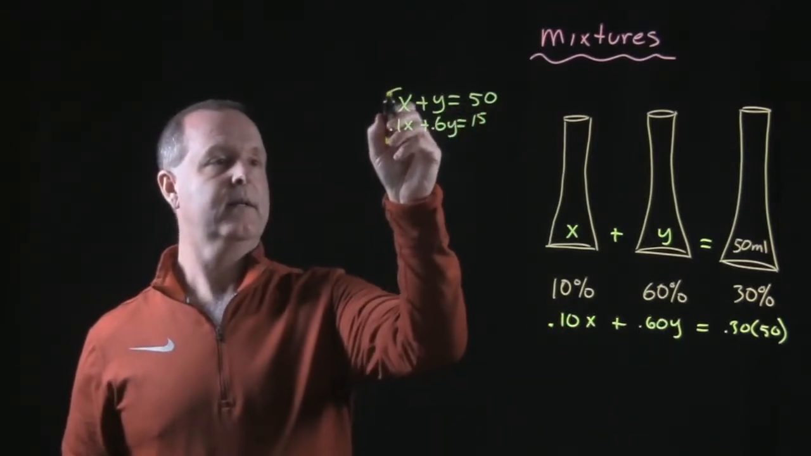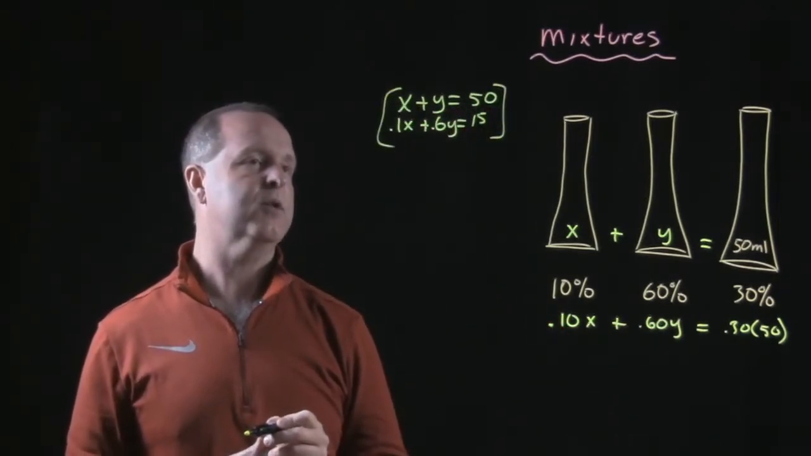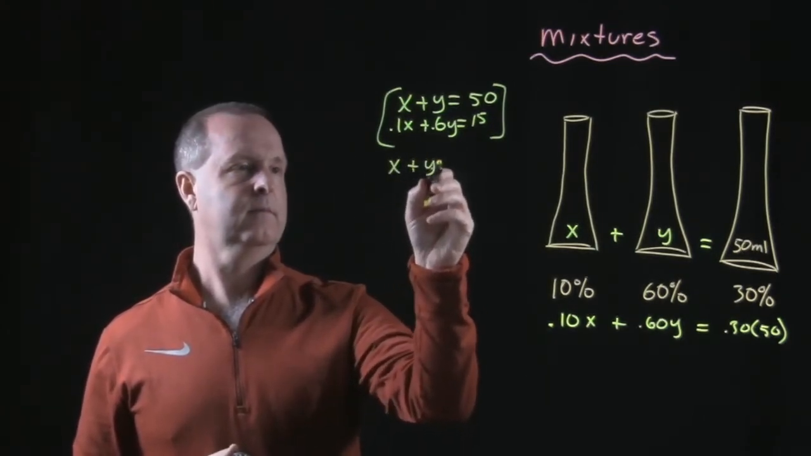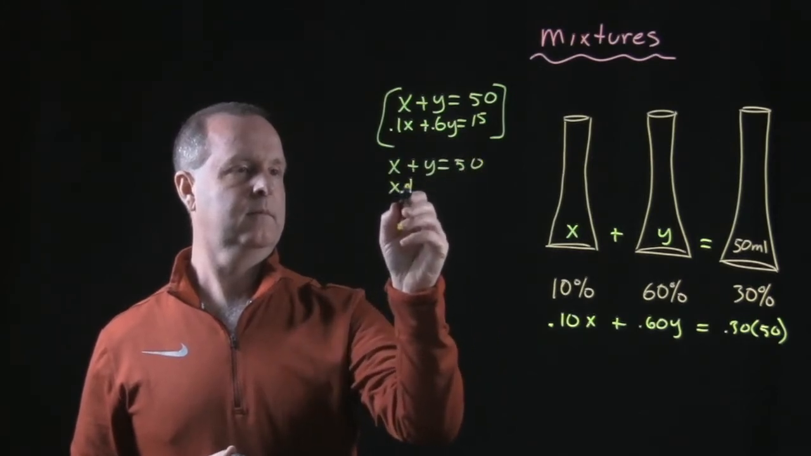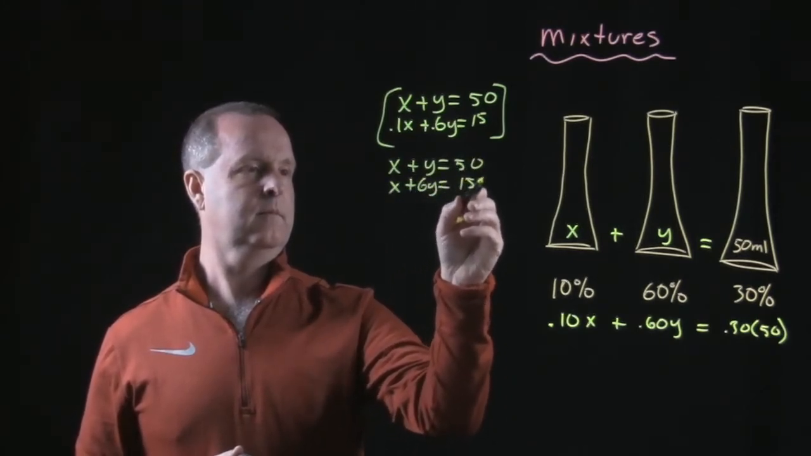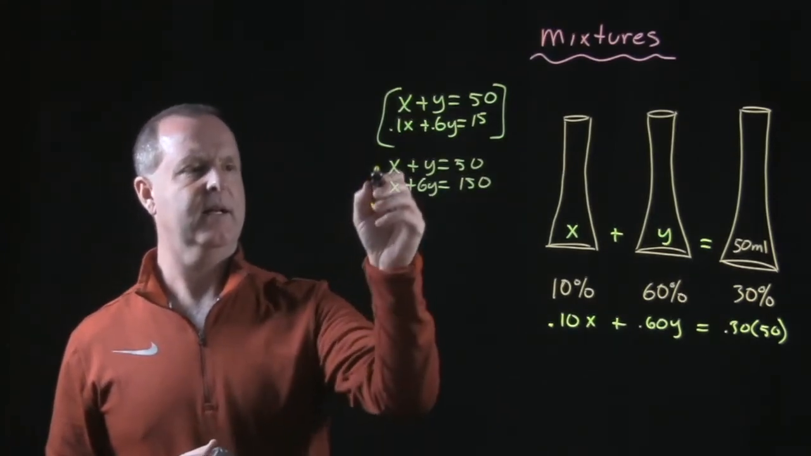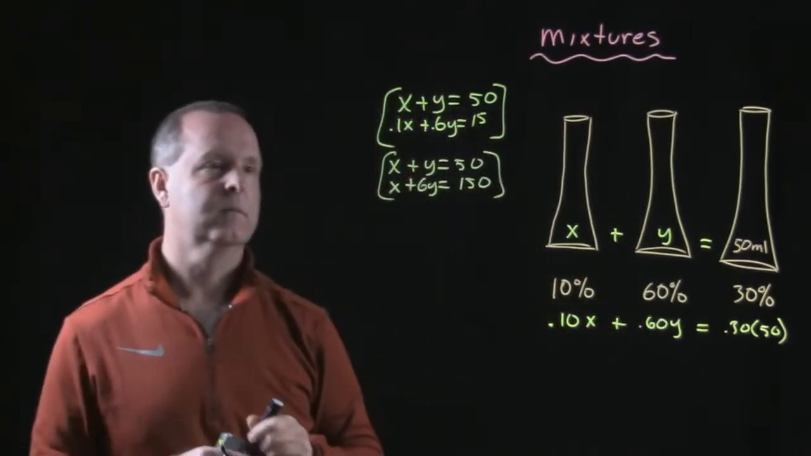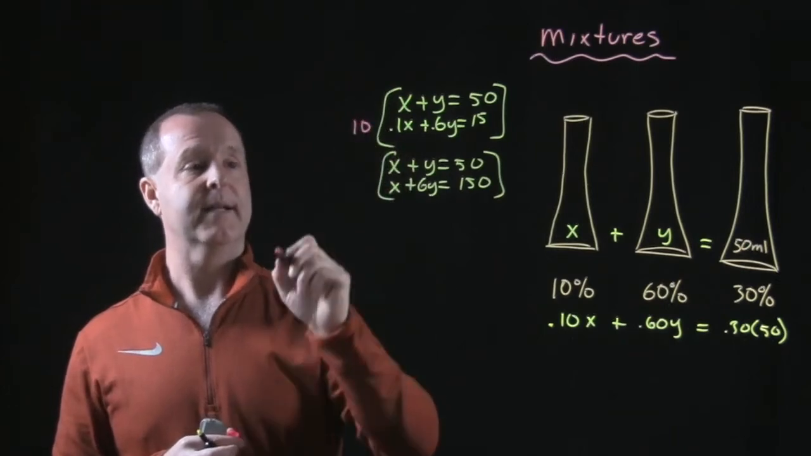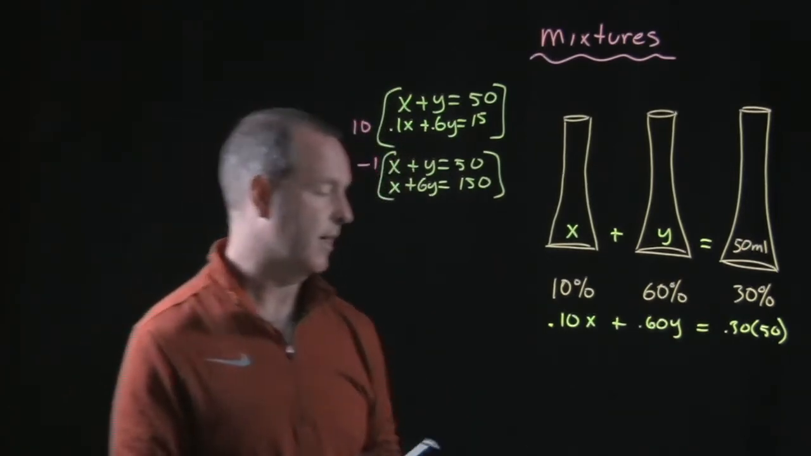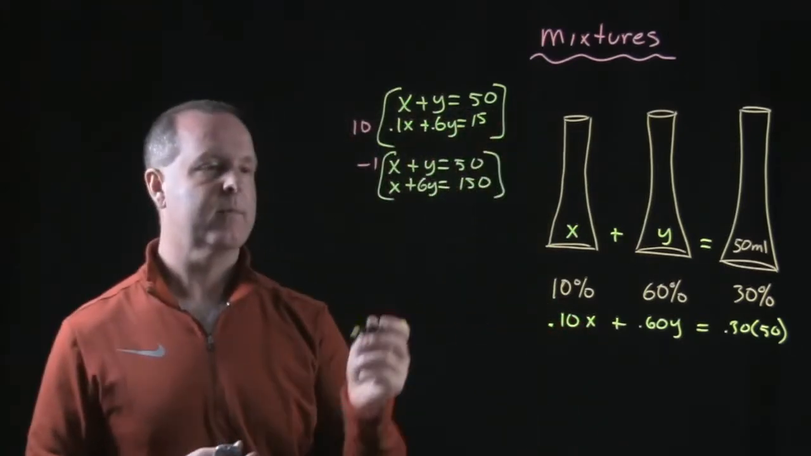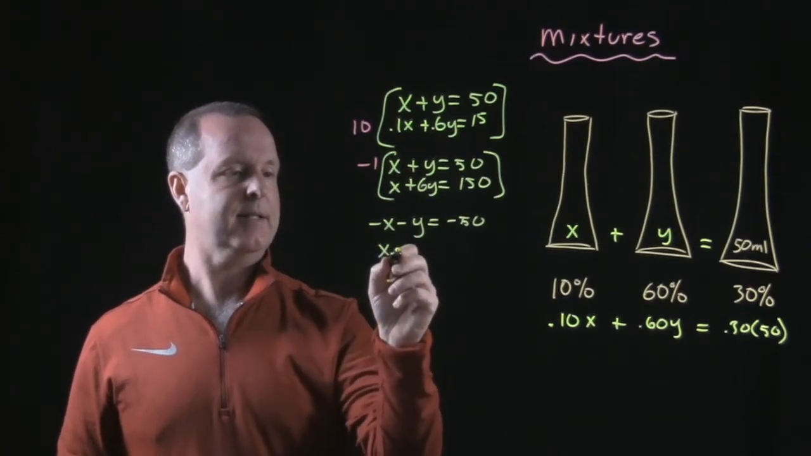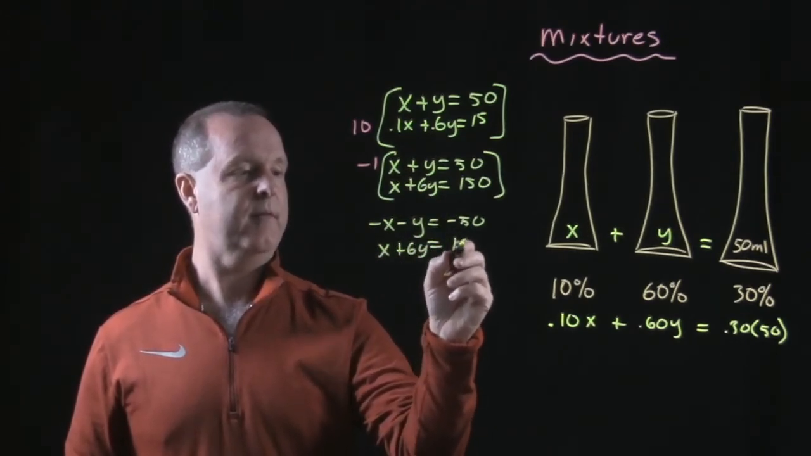We have a system. Now we can go ahead and scale the system so a variable could drop out. Let's multiply the bottom one by 10 first of all. And then we can just multiply top or bottom by a -1. And I'll do the top one. So in this first one, I multiplied by a 10. The second one, I'm going to multiply by a -1 through. And that produces a negative X minus a Y equals a -50.